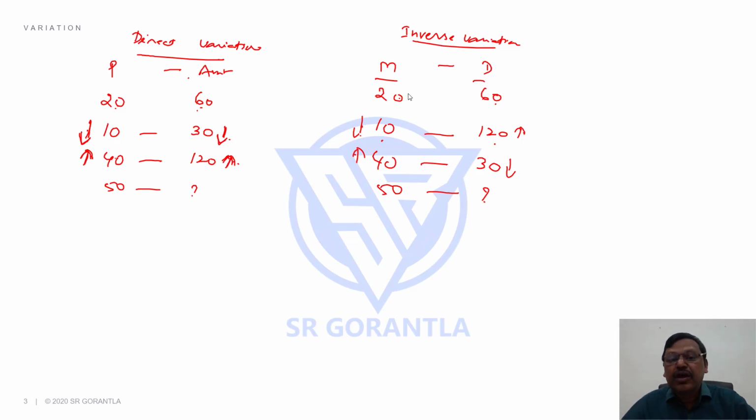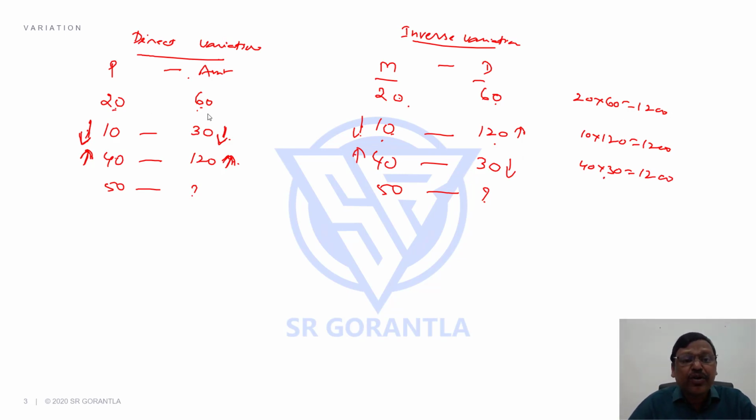Fine. So now, if you observe these two numbers, 20 and 60, 20 into 60 is 1200, or 10 into 120 is 1200, or 40 into 30 is also 1200. So here the product has been constant. What about here? Is the product constant? No. 20 into 60 is 1200, 10 into 30 is 300. The product is not constant.